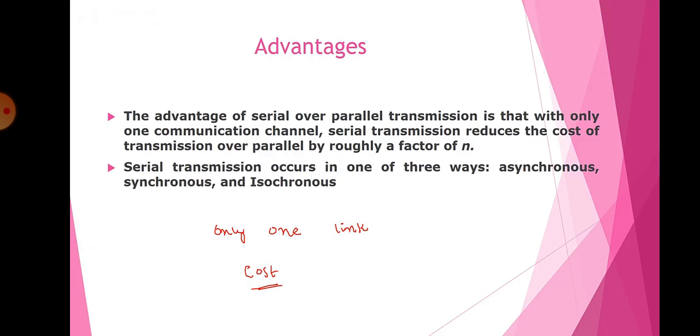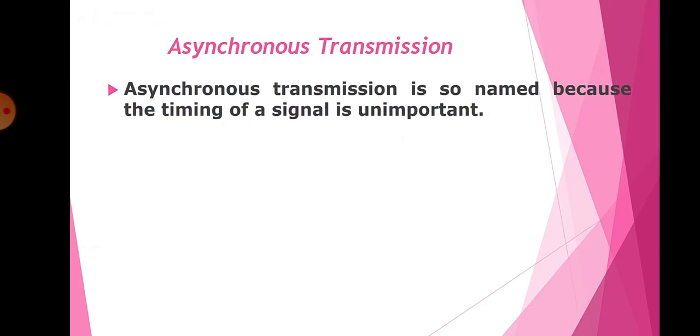So the serial transmission may be a synchronous serial transmission, an asynchronous serial transmission, or an isochronous serial transmission. The first subclassification under serial transmission is asynchronous transmission. The name given is asynchronous transmission, why? Because the timing of a signal is unimportant here.